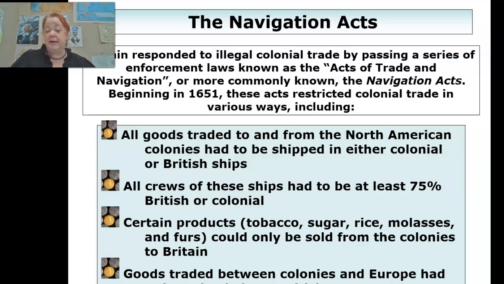And certain products, tobacco, sugar, rice, molasses, and furs, which once again come from the Americas, could be sold from colonies to Britain, only to them. So we got all this land from New France, which you're going to see in a minute we can't even settle, but they had been fur traders. So we have all this fur trade. We're growing the tobacco, we're growing the sugar, we're growing the rice, the molasses. It's all coming from us, and we can only trade with Britain. These goods traded between colonies and Europe had to be unloaded in a British port.